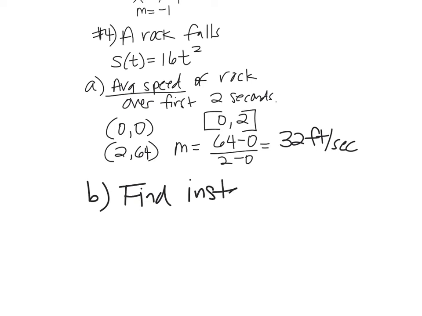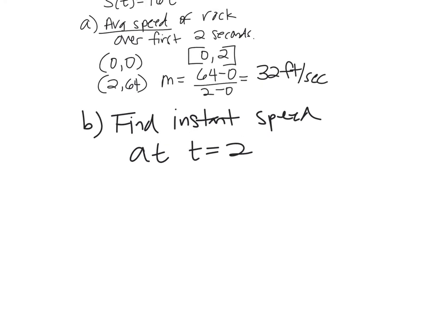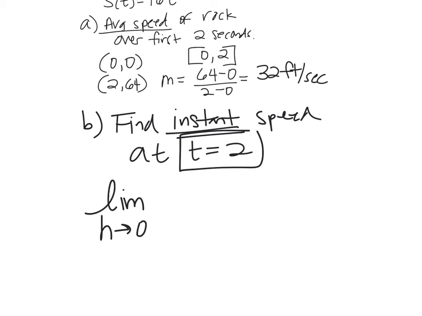instant speed or instant velocity, whatever you want to call it. I'll just call it speed. The instantaneous speed at t equals 2. Okay, so this is the average speed from 0 to 2, but exactly at 2, how fast is this rock traveling? Anytime you have instant speed at a specific time, at one point, you have to do the limit. Okay? So here we go. The limit as h goes to 0.